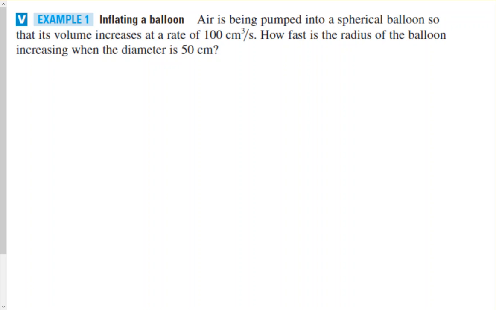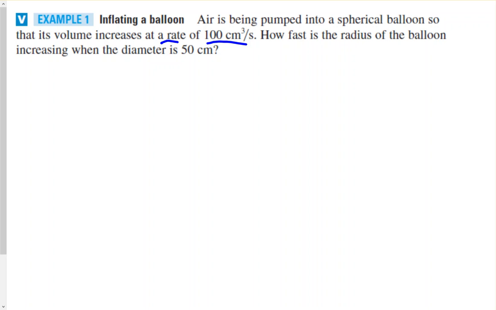Inflating a balloon. Air is pumped into a spherical balloon so that its volume increases at a rate of 100 cubic centimeters per second. How fast is the radius of the balloon increasing when the diameter is 50 centimeters? So one of the things we want to make note of here in the problem is that it says the volume increases at a rate of 100 centimeters cubed per second.